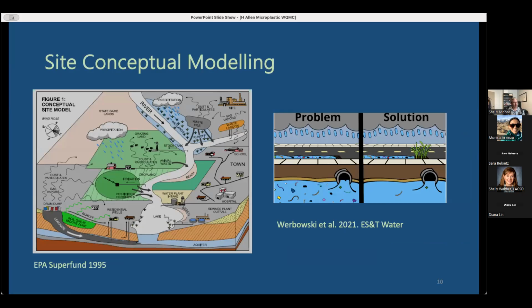And this is very familiar to you guys. You guys see site conceptual models all the time. You see them in big reports, and if you're lucky, you'll see one in a scientific paper.